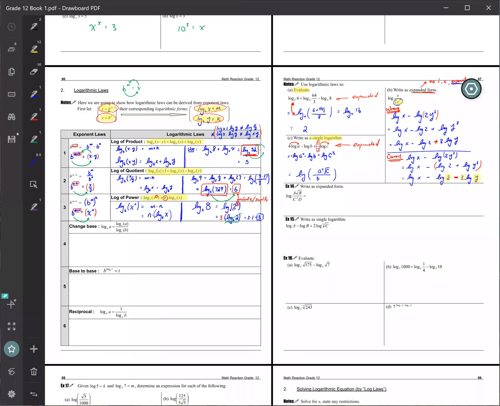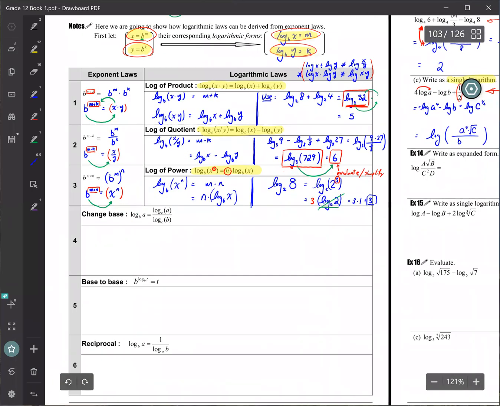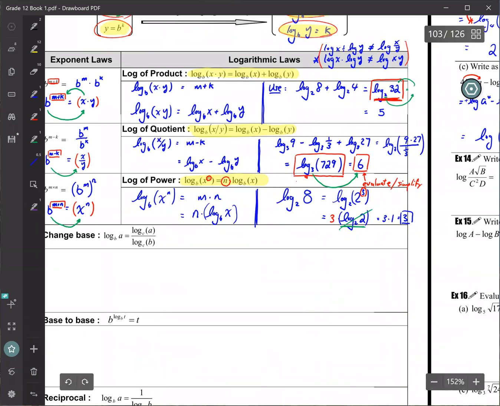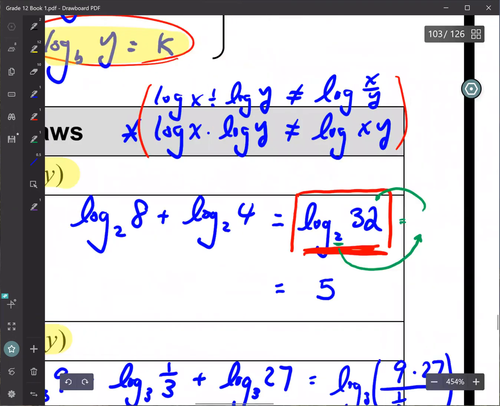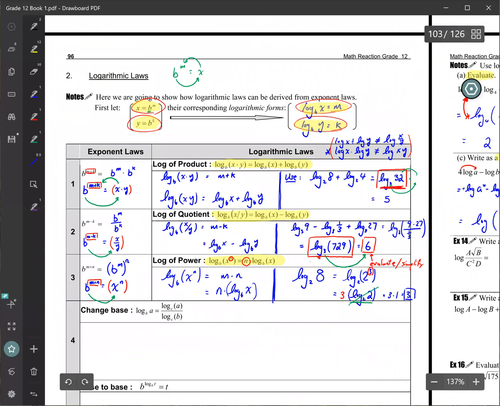Take a look at page 96. So last time we went over the 3 laws. One is about multiplying, right? And then dividing, and then also the exponent, right? Exponent, you can put it to the front. So just make sure you pay attention to the one in the red bracket right now, right? We don't have rules for dividing log separately, okay? So if you are multiplying or dividing, it has to be inside the log, right?